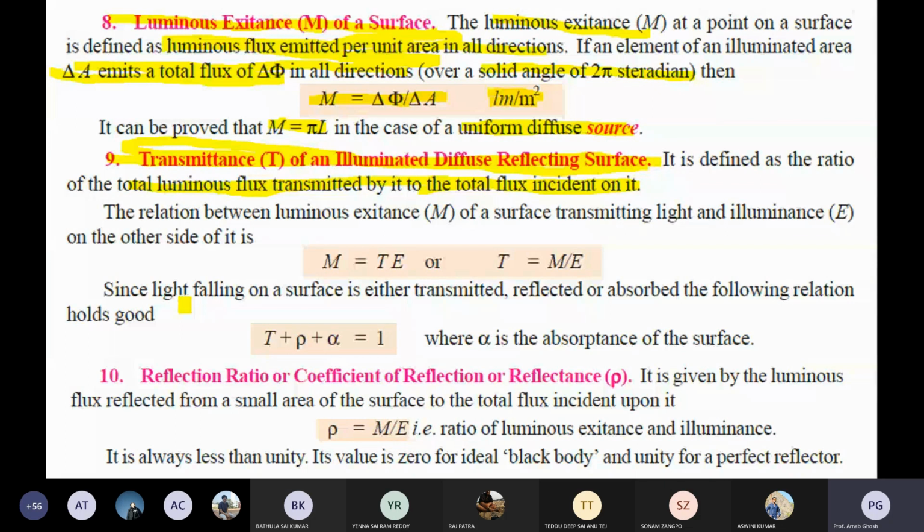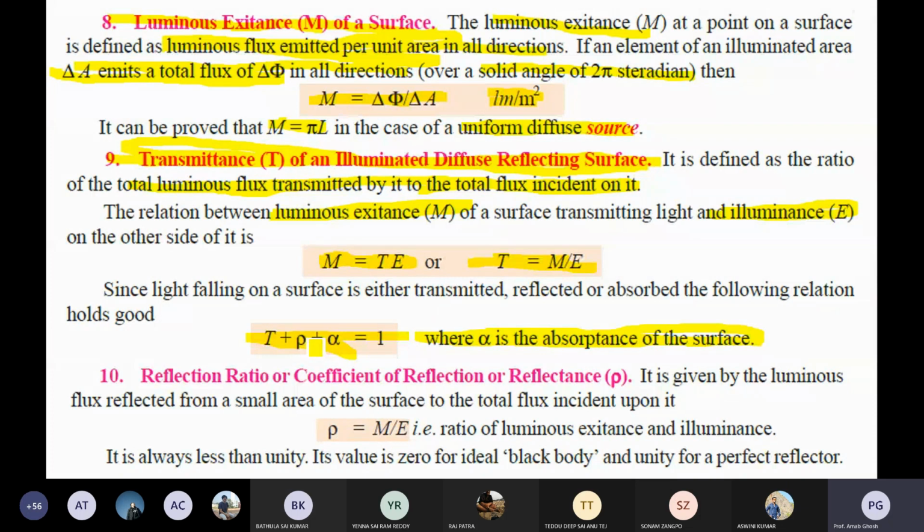Then there is a summary regarding the symbols and units of the different illuminating quantities. The first thing is luminous flux. The unit is lumen, and the symbol is phi. Important thing, luminous intensity or candle power. It is also known as candela, CD. The symbol is I.